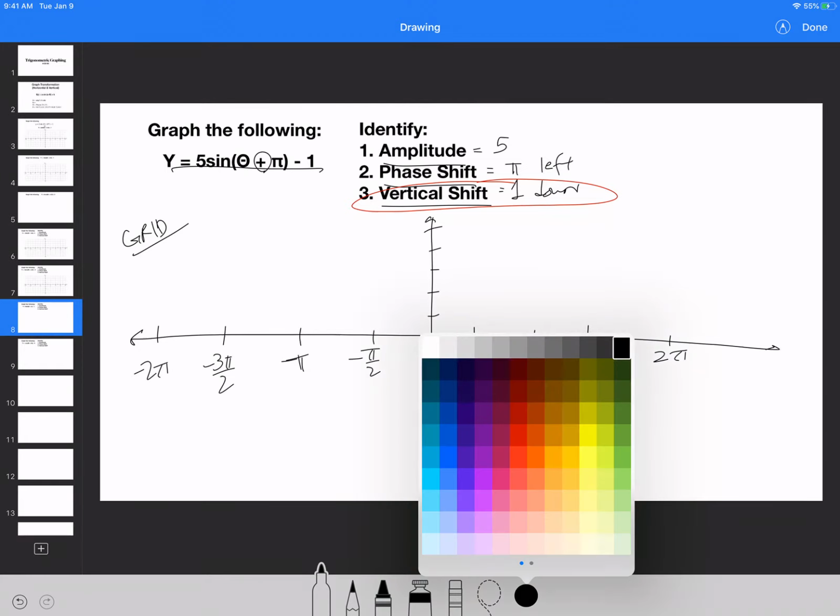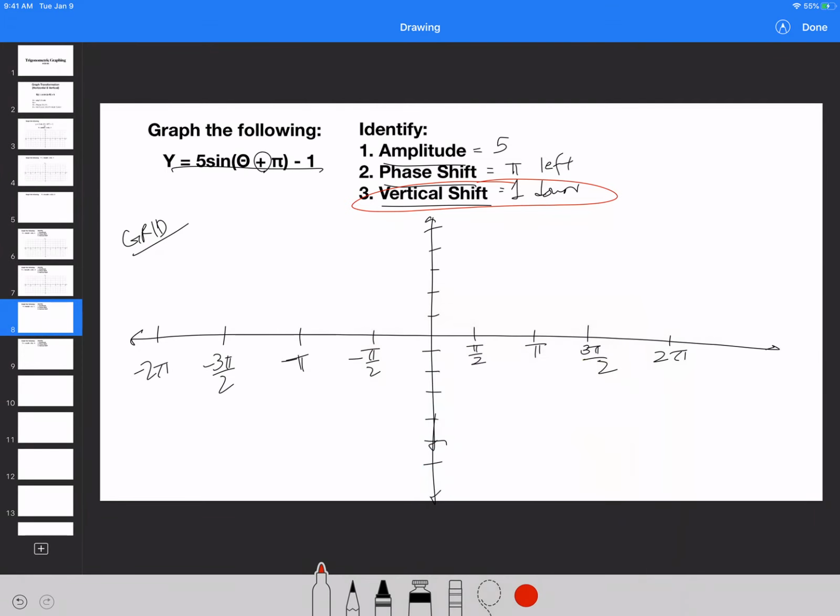Okay, so all those increments have been added. Now at -1 is where I'm going to draw my midline. Then I'm going to go down 5, 1, 2, 3, 4, 5, which is down here at -6. And then I'm going to go 1, 2, 3, 4, 5 up there, which is at +4. Again, I always start with my framework.